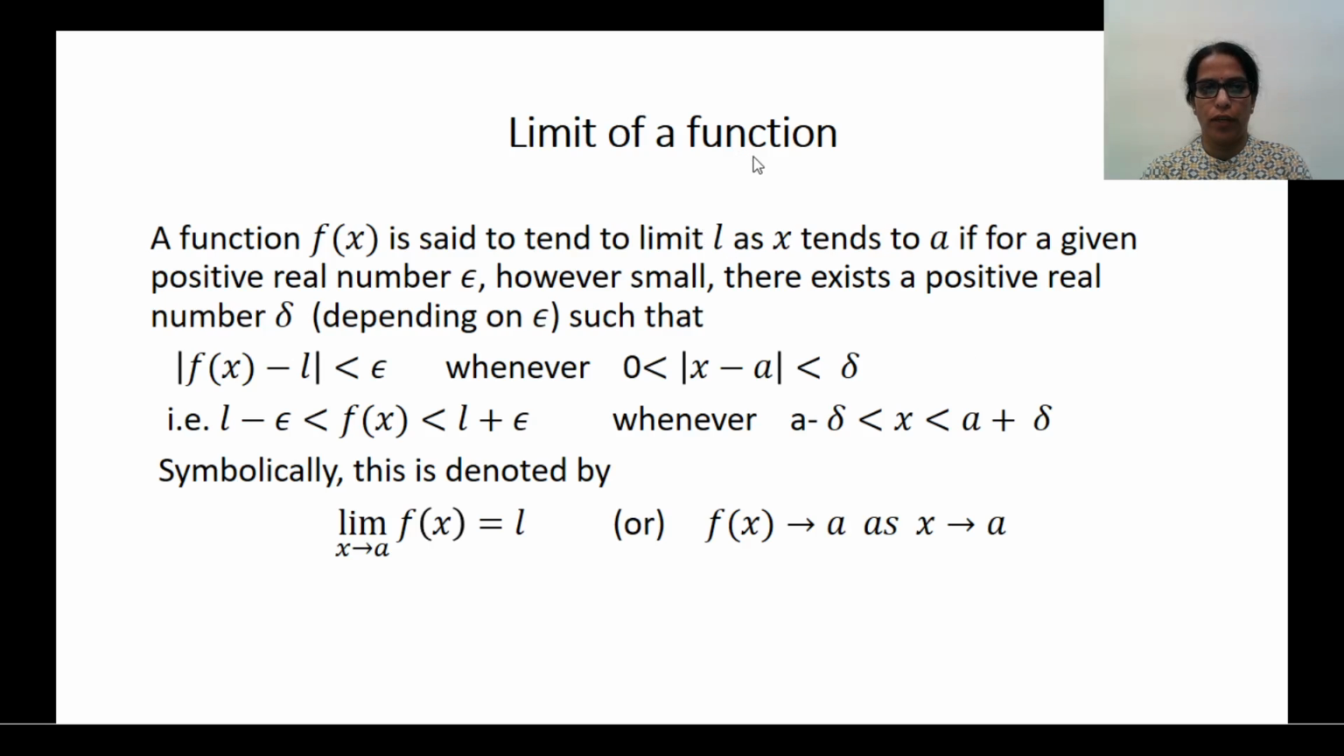Definition of limit of a function. A function f of x is said to tend to a limit L as x tends to a if for a given positive real number epsilon, however small, there exists a positive real number delta such that modulus of f of x minus L is less than epsilon whenever 0 is less than modulus of x minus a, which is less than delta. Symbolically, the limit of the function can be denoted by limit x tends to a f of x equal to L.